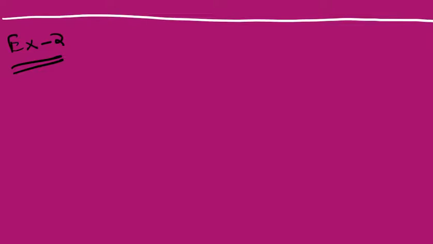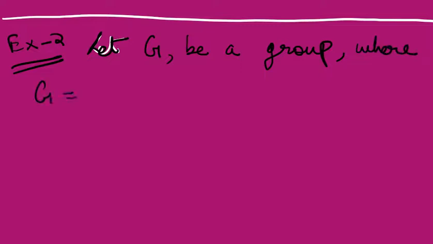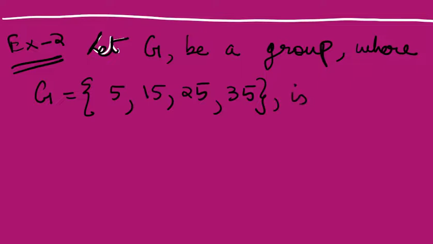Example number two says: let G be a group, not set, group, where G is equal to {5, 15, 25, 35}. It is a group where G is this, under multiplication.